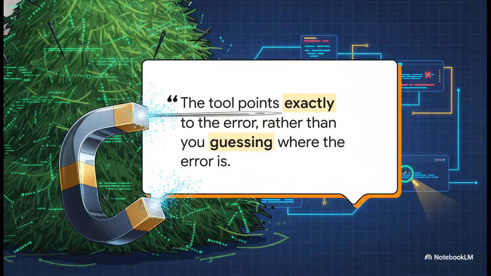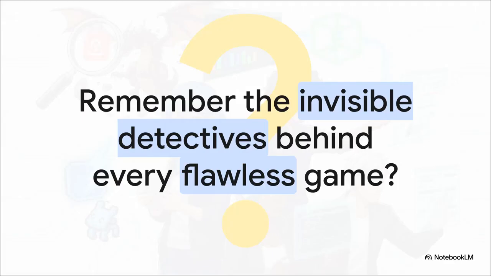But even with all those drawbacks, this quote from a developer really says it all. The value is precision. Instead of spending hours or maybe even days just guessing what might be wrong, the tool points directly to the single line of code or the one command that's causing all the trouble. It's the difference between searching for a needle in a haystack and having a giant magnet that just pulls it right out for you.